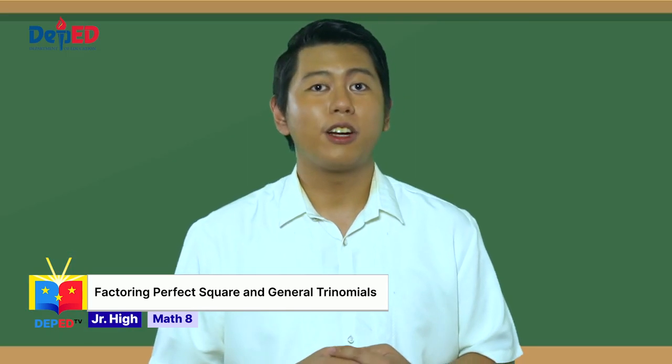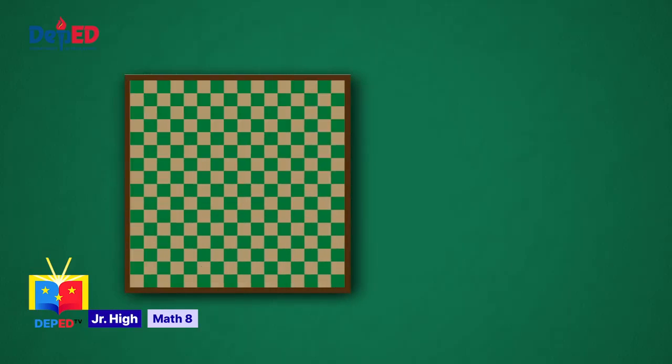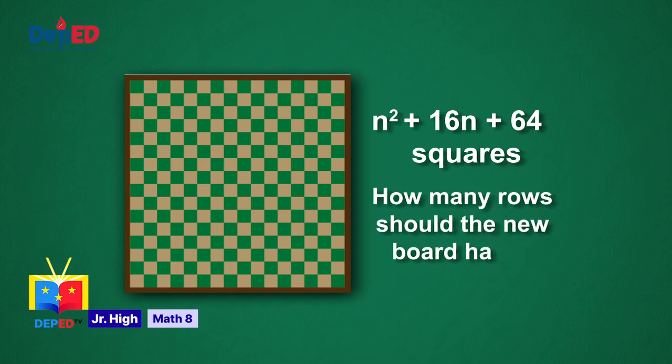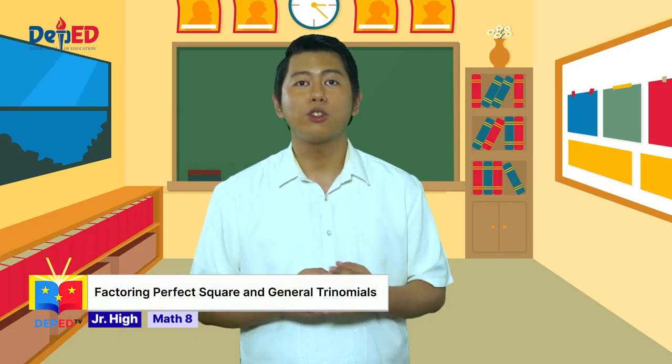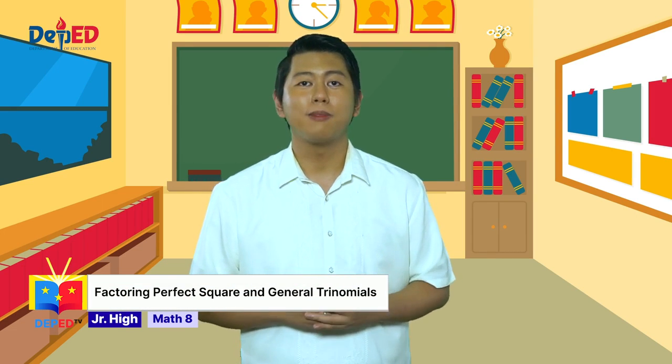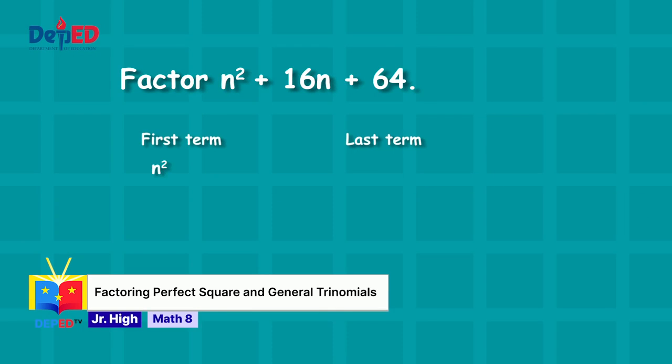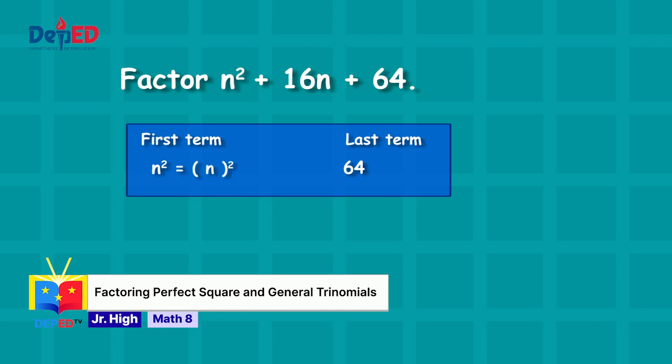Suppose that there will be another variation of a chessboard that will give a total of n squared plus 16n plus 64 square tiles. How many rows should the chessboard have? We can determine the number of rows of the new chessboard by expressing the polynomial in its factored form. We see if this is a perfect square trinomial. First is to determine if the first and last terms are perfect squares. The first term is already a perfect square of n, and 64 is equivalent to 8 squared.